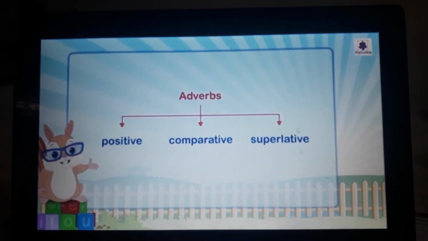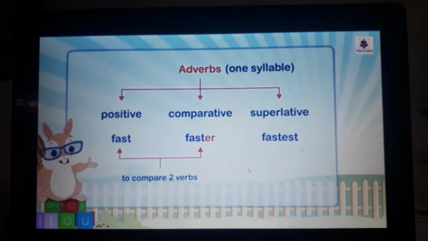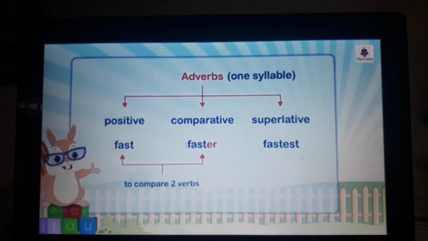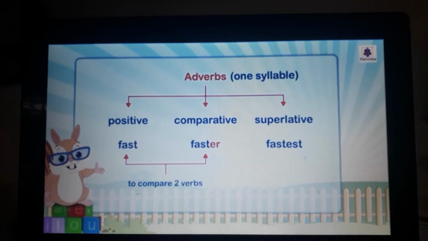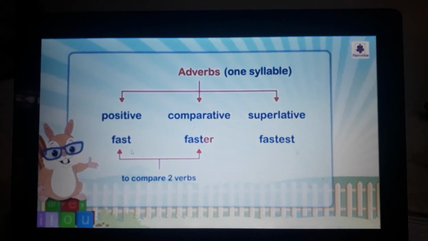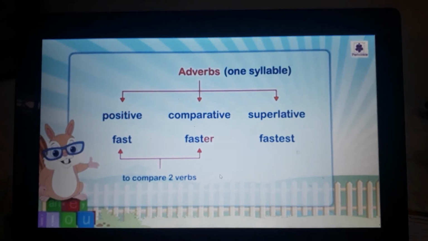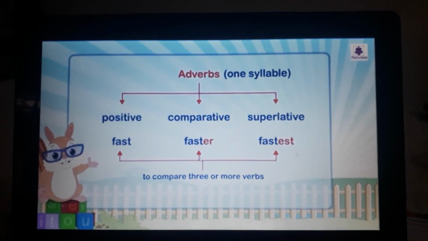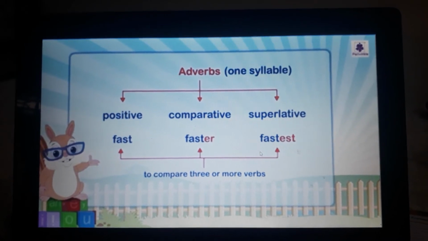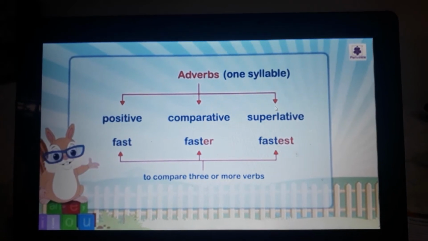Next, okay, you are aware of this, one syllable. See, positive and comparative: fast and faster. We are comparing two verbs, fast, faster. Then, to compare three or more verbs, we are using fastest, okay.